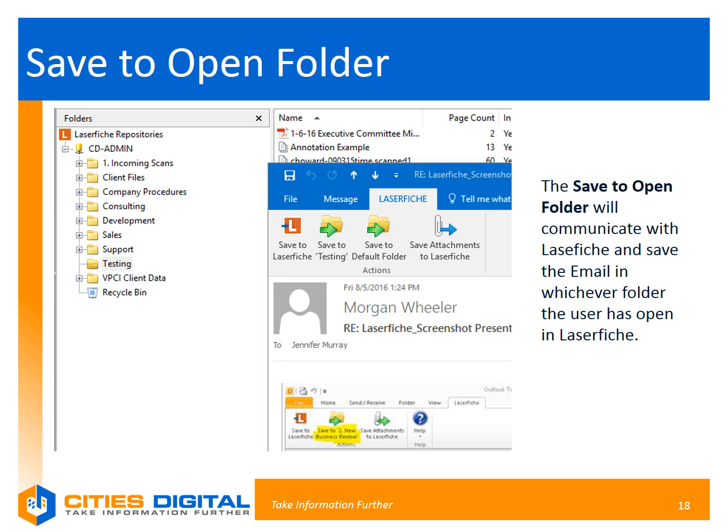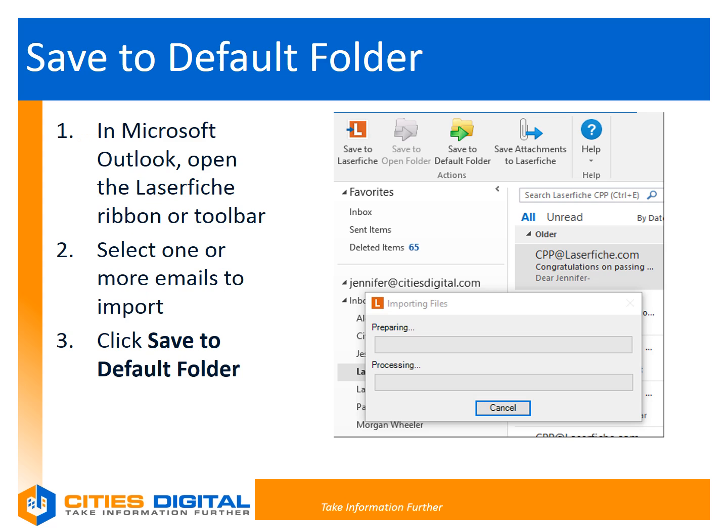Let's take a look at the Save to Open folder. In this case, you can see the Open folder has been changed to Save to Testing folder, because on the left you can see that I have the Testing folder open in the Laserfiche client. This way, whichever folder you're working in the Laserfiche client, you can automatically save your email to.